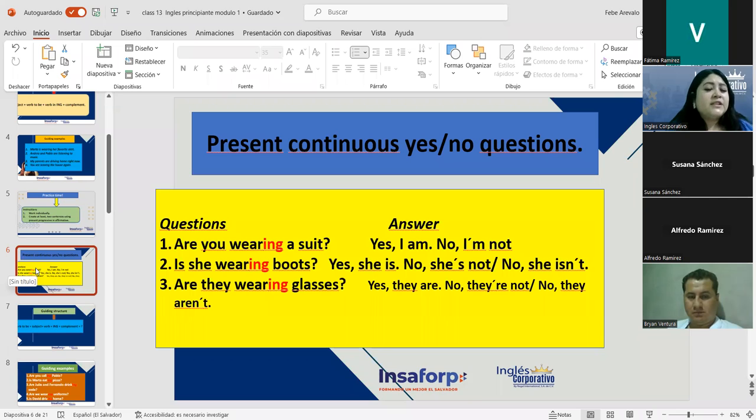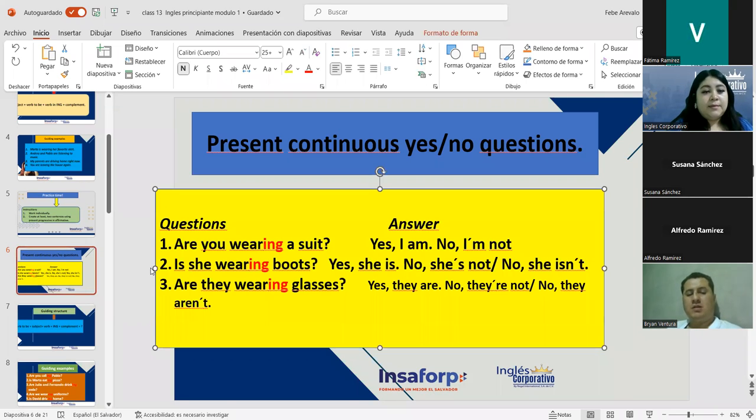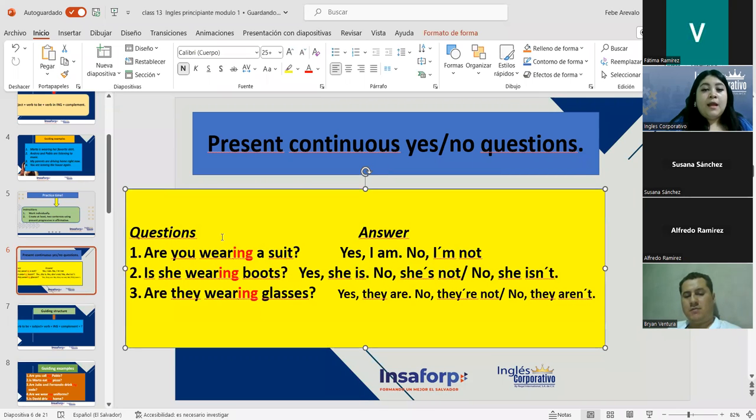Are you wearing a suit? Is she wearing boots? Are they wearing glasses? Y aquí tengo las respuestas. Okay. Are you wearing a suit? Yes, I am. No, I'm not. Is she wearing boots? Yes, she is. No, she's not. No, she isn't. Are they wearing glasses? Yes, they are. No, they are not. No, they aren't.